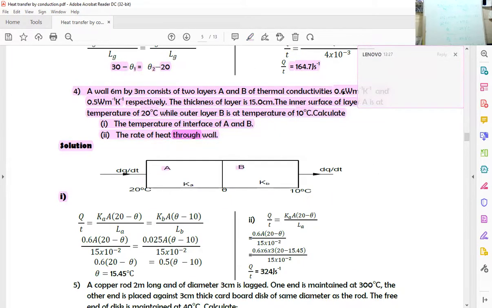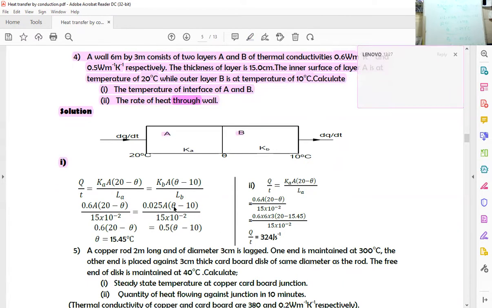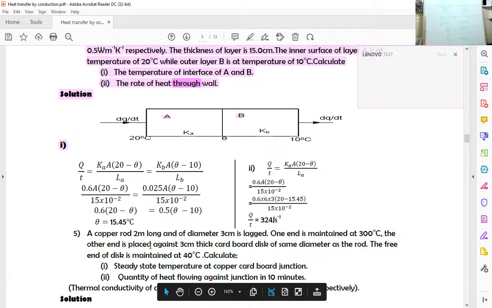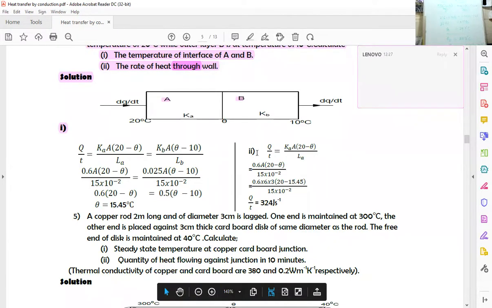So you always note out the faces, okay? Don't assume that every time there are going to be 3. Sometimes they're going to be different. For example, here, this wall is 6 by 3. You multiply 6 times 3, and this will give you the area. When you have the temperatures here, you have the conductivity, you can calculate the temperature at the interface, then you find the rate of heat flow through the wall.